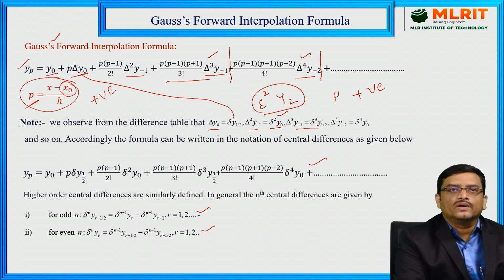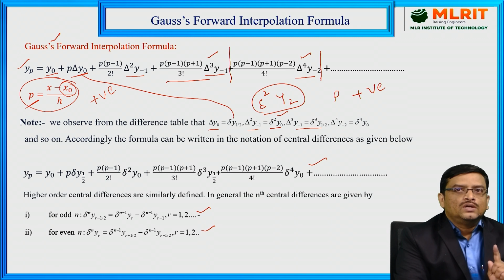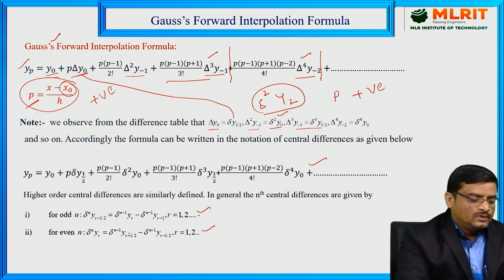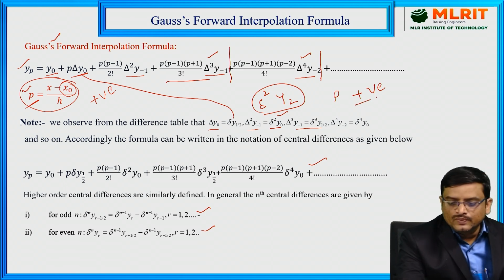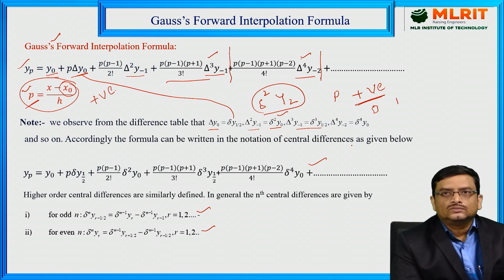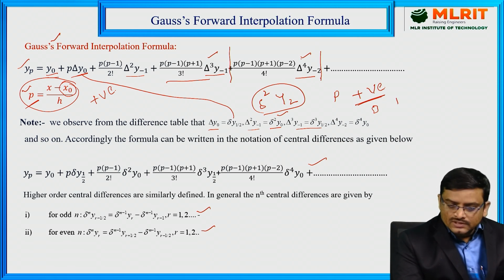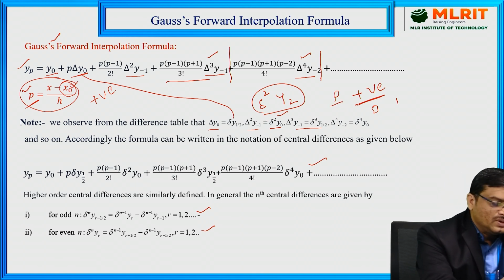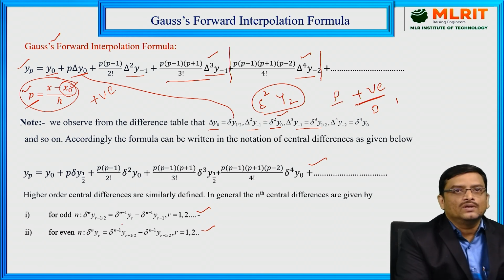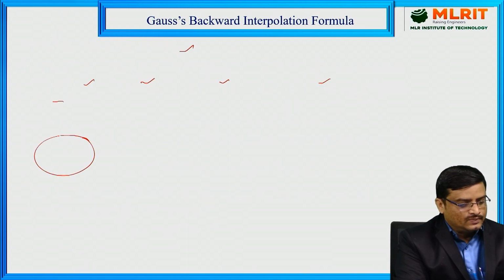This is very important. Once again, I will repeat this. If you want to apply this Gauss forward interpolation, whatever the value we get for p, that p value should always be positive. So it lies between 0 to 1. In order to satisfy that p condition, we have to assume our x naught value from the table. That is the important point we have to remember.